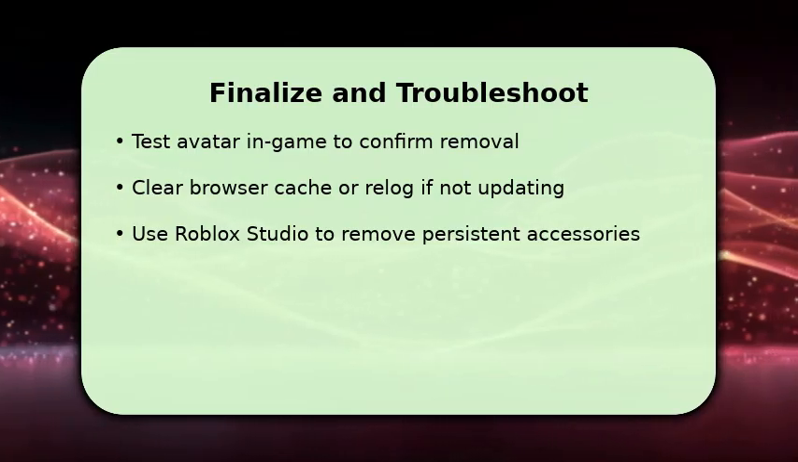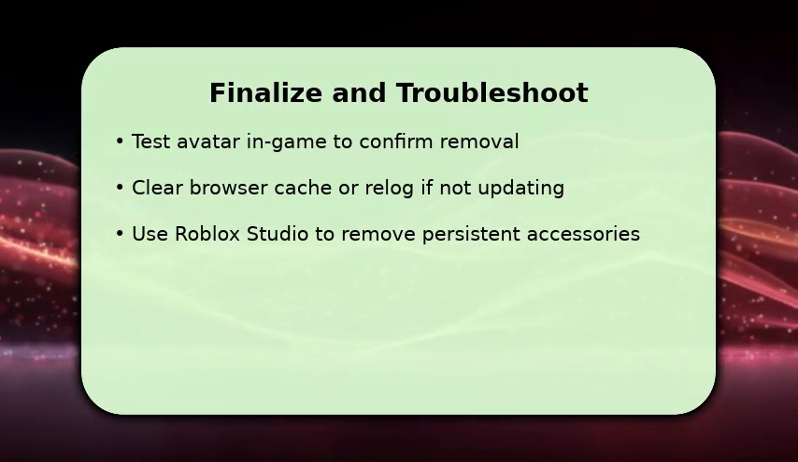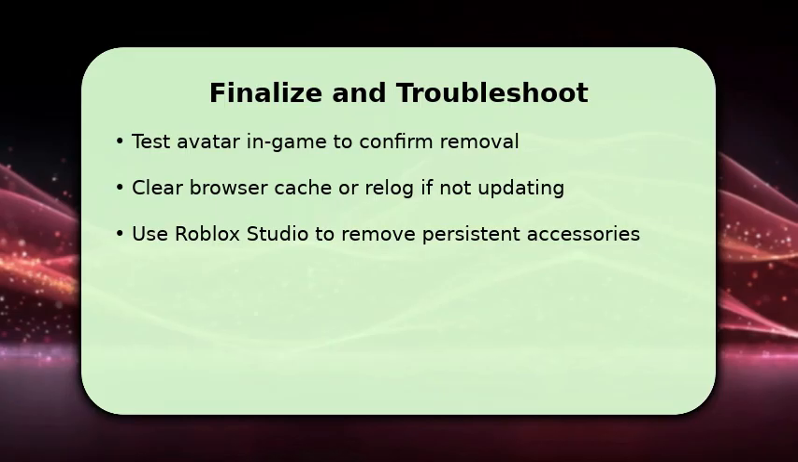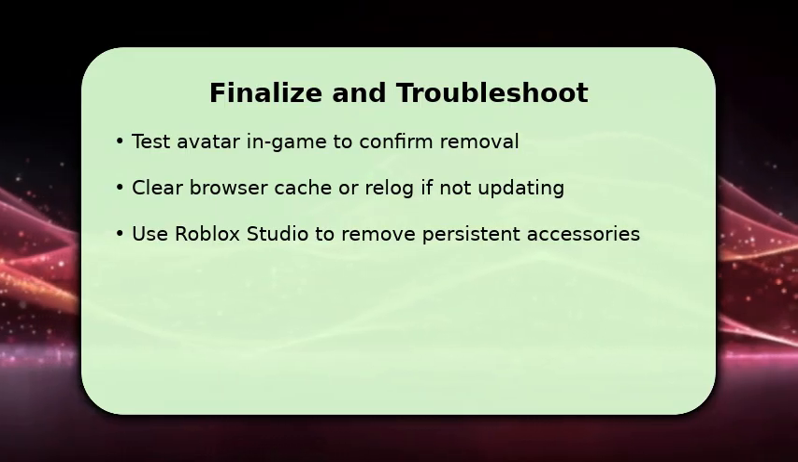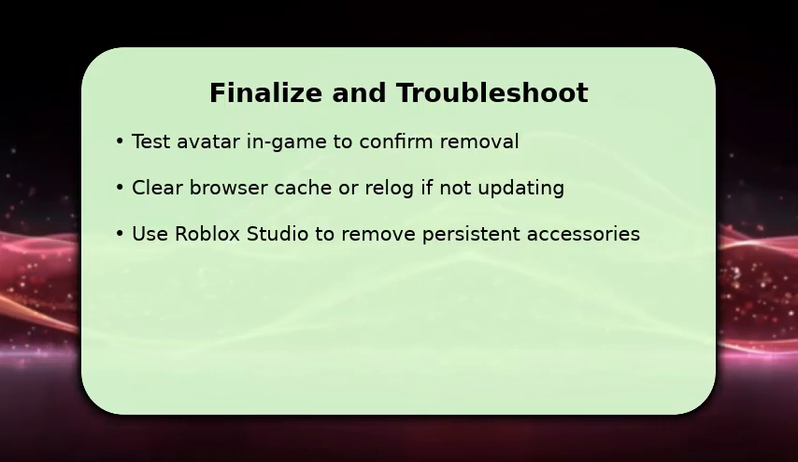visuals. For stubborn accessories added by scripts or games, open Roblox Studio and remove those objects from the character model or disable the equipping script. This prevents them from reappearing. If problems persist, revert to a saved empty outfit and repeat the removal steps.